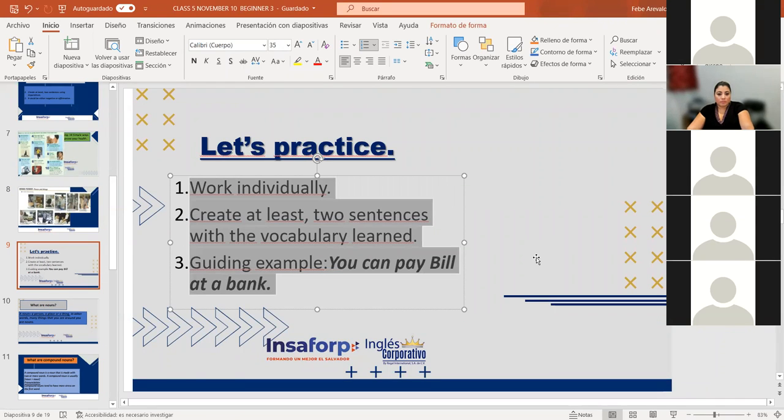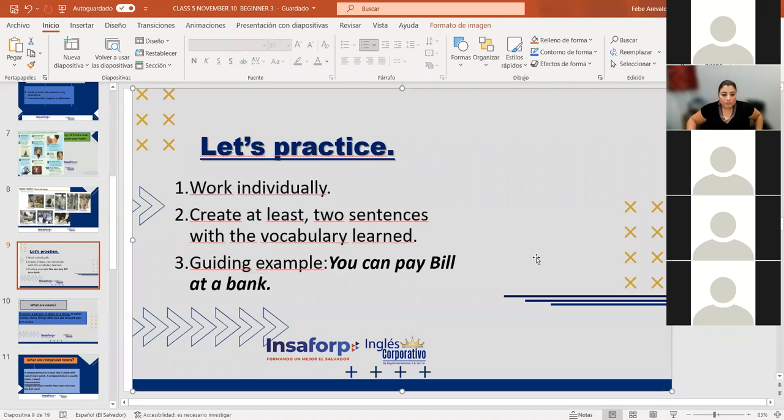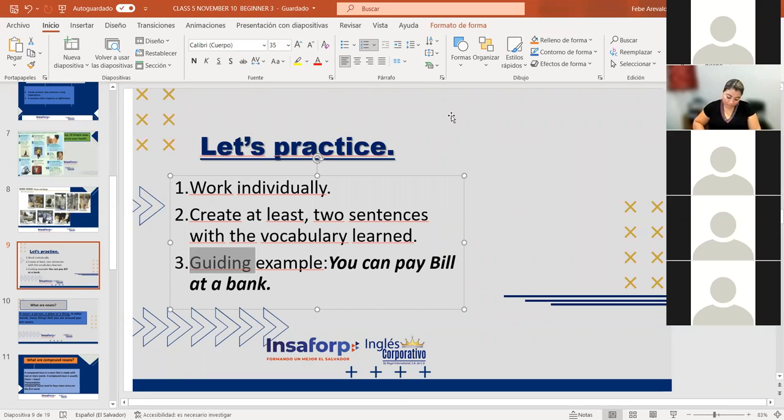Okay. One, work in pairs. Two, create a list of sentences with the vocabulary learned. Three, guiding example: you can pay a bill at a bank. Excellent. Patricia, repeat after me. Guiding. Guiding. Exactly. Thank you, Patricia. Guiding example. Very good. Thank you. All right. Este es un guiding example.